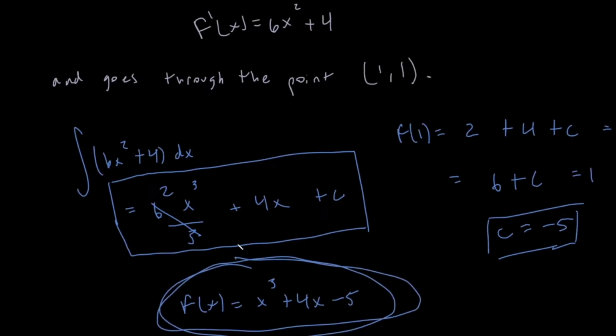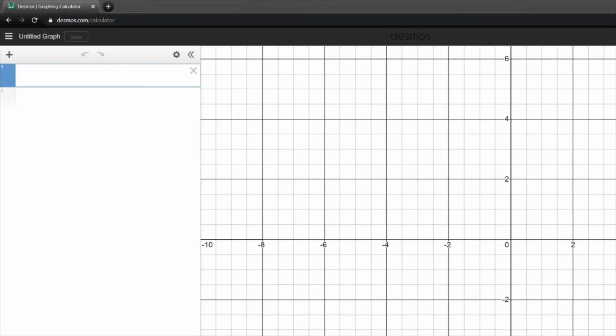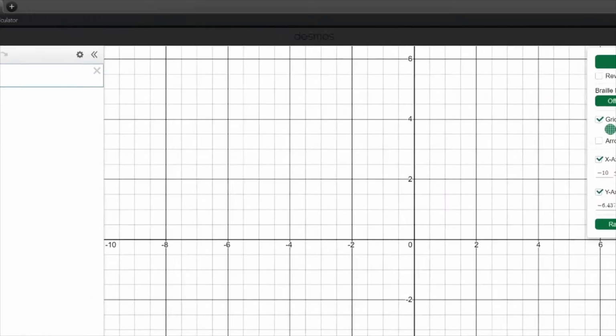So I actually want to show you something here with Desmos. Let me pull it up. Okay, so y'all can see that. Give me just 1 second here. Perfect. Okay.